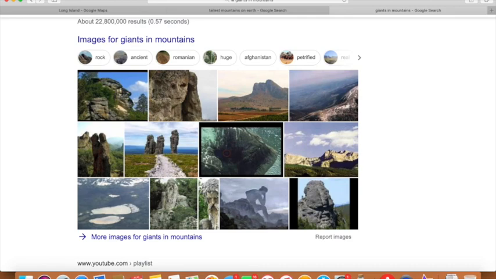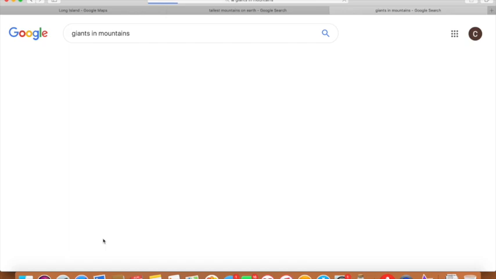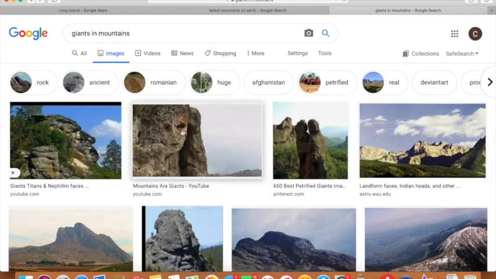And today we're going to talk about giants in mountains. Giants turned to stone. Okay? Here are some images on Google. You can do the research on your own if you like. It's very easy. Just type in giants and mountains. And you see some faces. Some look real, some look like this one, not too sure. I've seen this image before, but it kind of looks fake because it looks way too real, too detailed, as opposed to this one or this one.